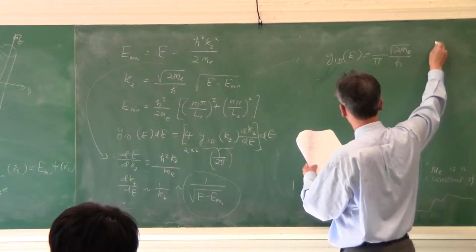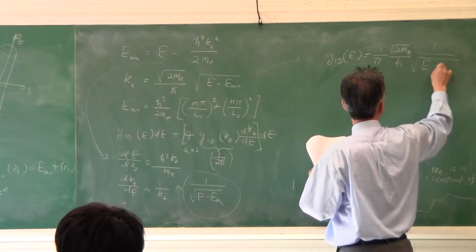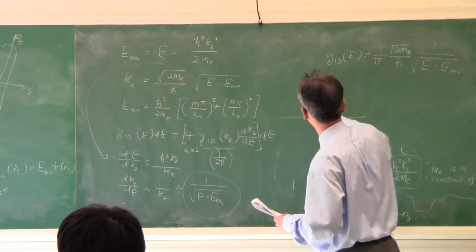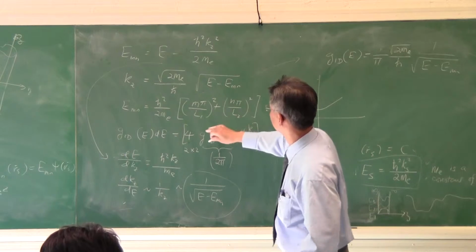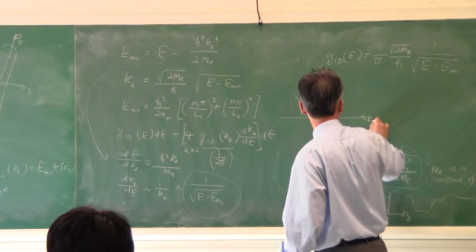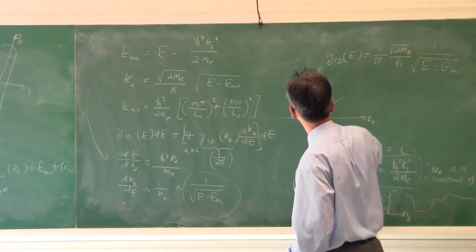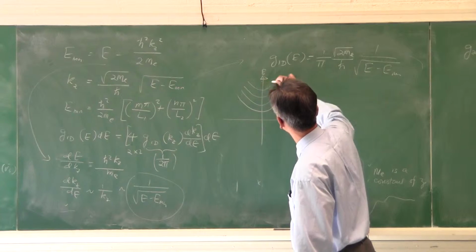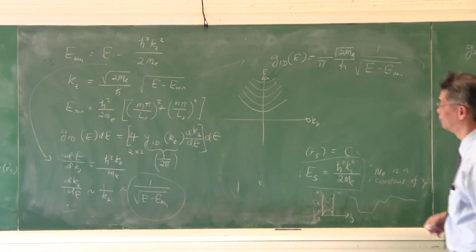Over h bar over 1 e minus e n. So this is just counting one subband. Okay, there are many subbands. If I just plot E as a function of kz again, I have one subband. I can have many subbands, just like the previous case before.